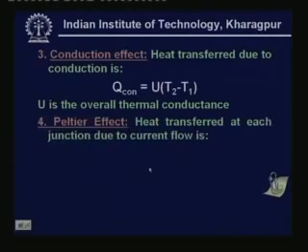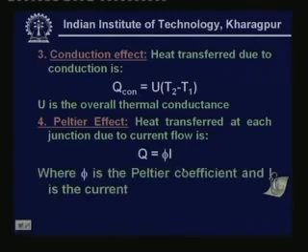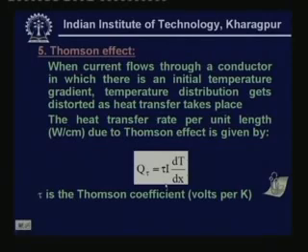The fourth effect is the Peltier effect, which I have already described, and heat transferred during Peltier effect at each junction is given by Q equal to phi into I, where I is the current and phi is the Peltier coefficient. And the last effect is known as Thomson effect. When current flows through a conductor in which there is an initial temperature gradient, the temperature distribution gets distorted. As a result heat transfer takes place, and this heat transfer rate per unit length due to Thomson effect is given by Q tau equal to tau into I into dT by dx, where tau is the Thomson coefficient.